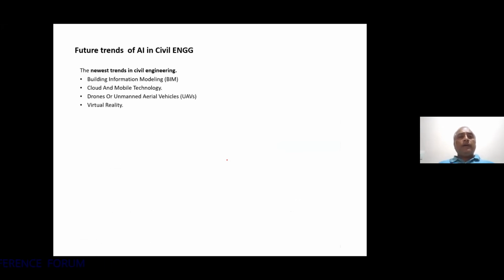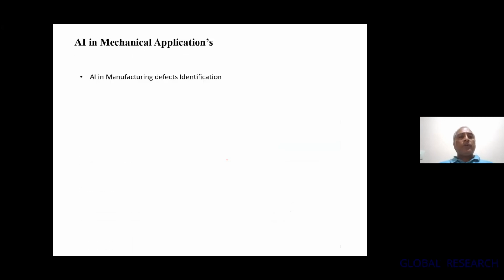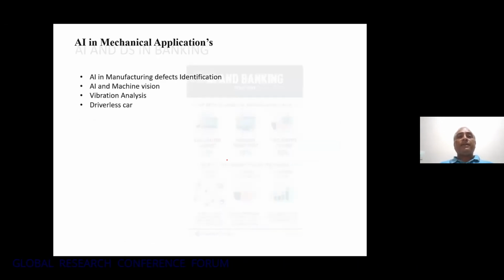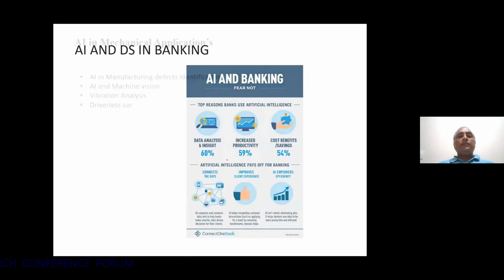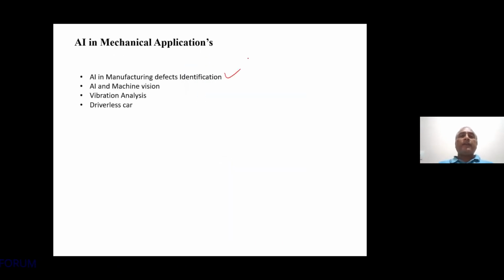Drones, virtual reality, cloud, 3D printing, robotics. AI in mechanical applications could be used in manufacturing identification, machine vision, vibration analysis, driverless cars, and so on. Here we have worked on this. We give a solution to the industry to identify defective products and correct them. It has to be done in an intelligent way.